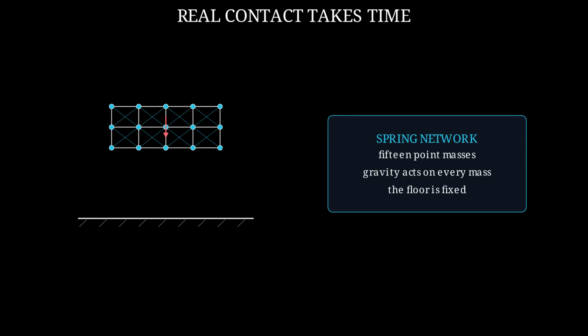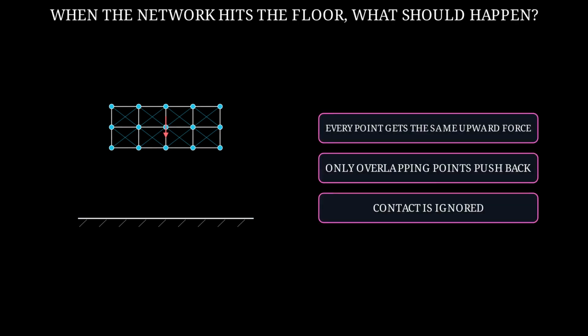Before we replace contact with a rigid constraint, let us keep a little of the physical story. This object is a deformable spring network made from 15-point masses. Gravity pulls on every mass as the network falls toward a fixed floor. When the bottom point masses meet the floor, what should happen? Should every point receive the same upward force? Should only the overlapping points push back, or should contact be ignored? Choose one complete rule before the network reaches the floor.